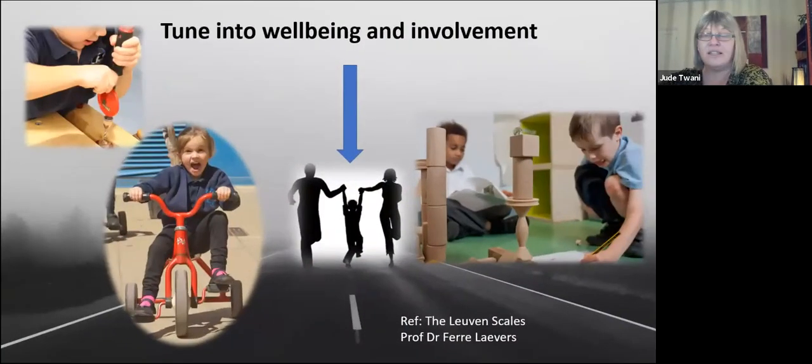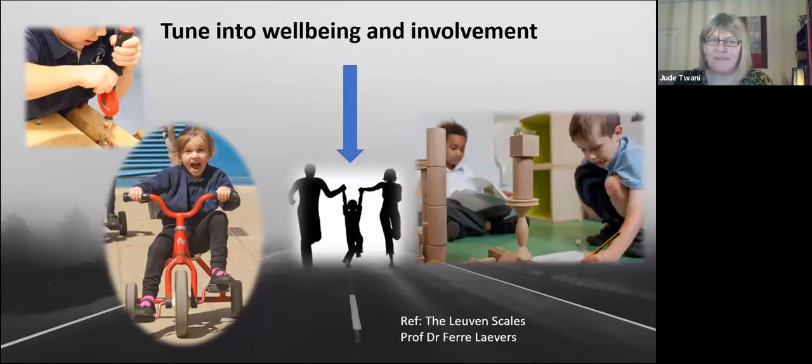Also, have a look at the well-being and involvement. Now, I know many of you in the Middle East have been using the Leuven scales, and if you're not amongst the people who've used them, I would really commend them to you. But tuning in to children's well-being and involvement, we've started doing this right across our school up to year six, and it's been really important during this period of time to continually tune in to children's well-being and involvement. How settled are they? How much are they comfortable in their own skin? How deeply engrossed do they get?